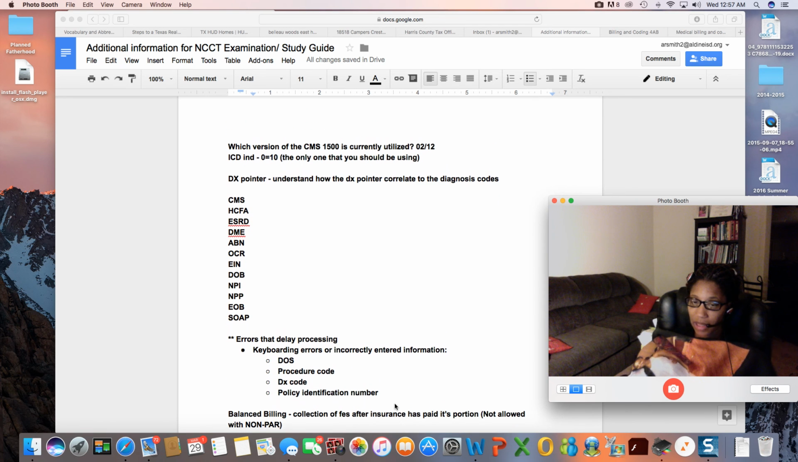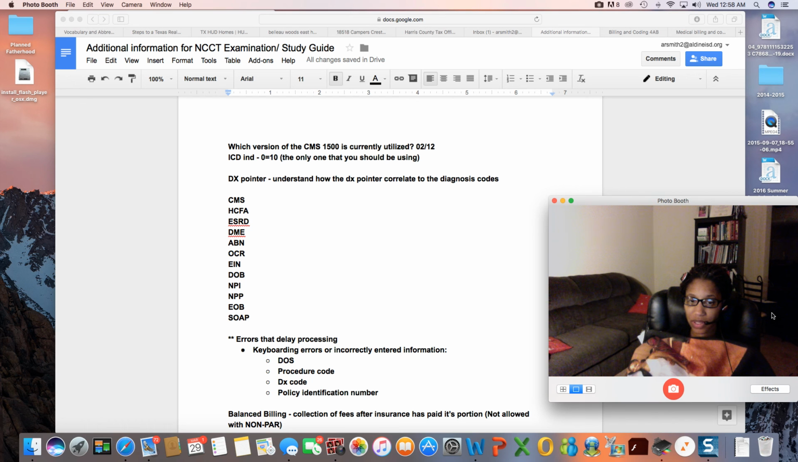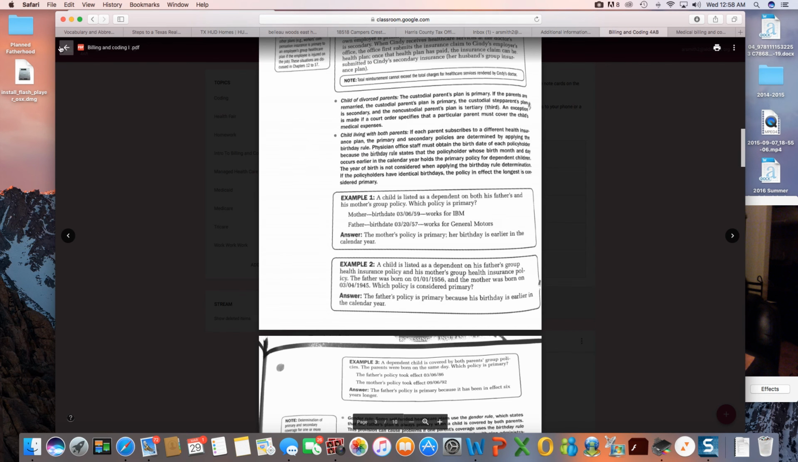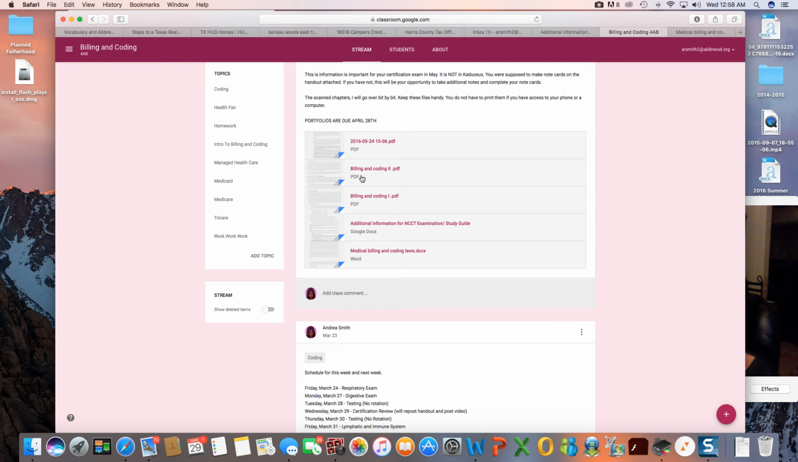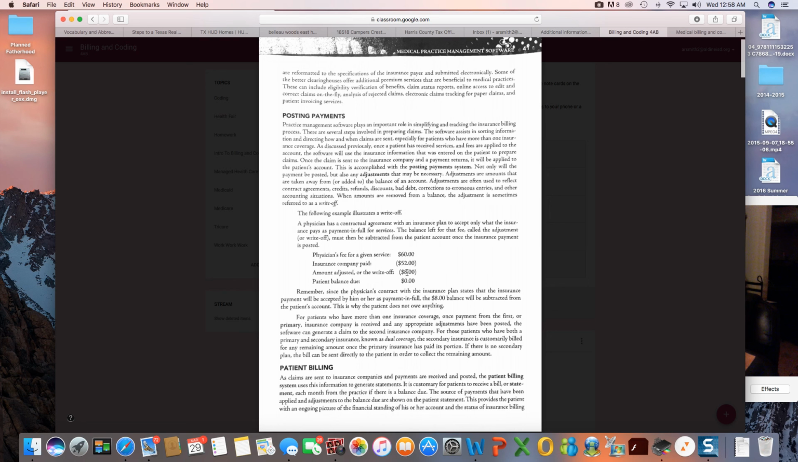Okay. Balance billing, the collection of fees after insurance has paid its portion. So I'm going to use this example that's on your notes for numbers purposes. So if the physician's fee for a given service is $60, the insurance company paid $52. The adjusted amount would be $8. Now, again, I'm just using this for an example, so don't pay attention to the words and what it's saying because this is talking about something totally different. The difference would be $8.